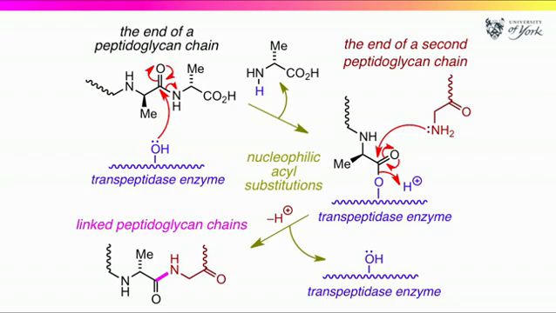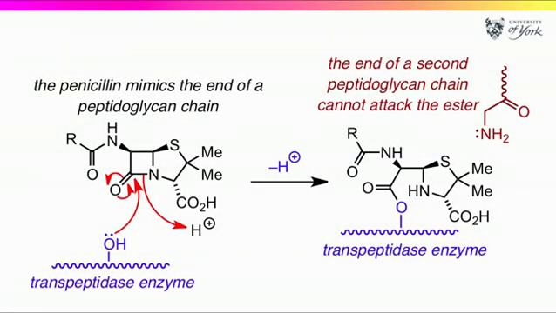The mechanism involves two nucleophilic acyl substitution reactions. The first reaction forms an intermediate ester, which reacts to form a new amide bond that links the peptidoglycan chains. Penicillin acts by inhibiting the transpeptidase enzyme. It mimics a peptidoglycan chain, and an ester is formed that joins the penicillin to the enzyme. As the penicillin group is so large, it prevents attack of a nucleophile at the ester carbonyl, and so the ester does not react with the second peptidoglycan chain.